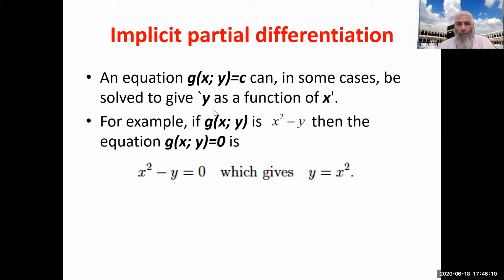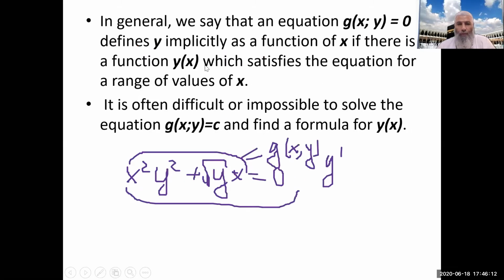Now, in general, we say that an equation g of x, y equal to 0 defines y implicitly as a function of x if there is a function y equals y of x which satisfies the equation for a range of values of x. It is often difficult or impossible to solve the equation g of x, y equal to c and find a formula for y of x.